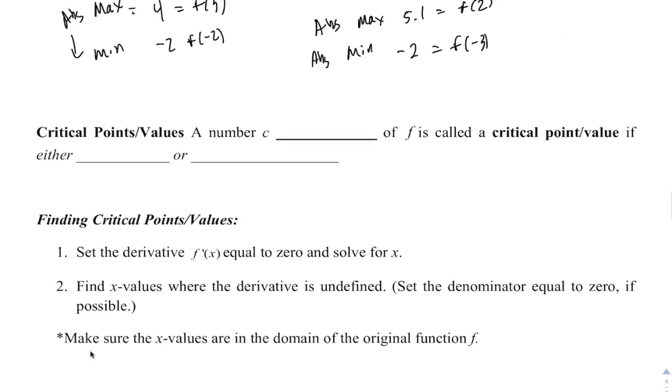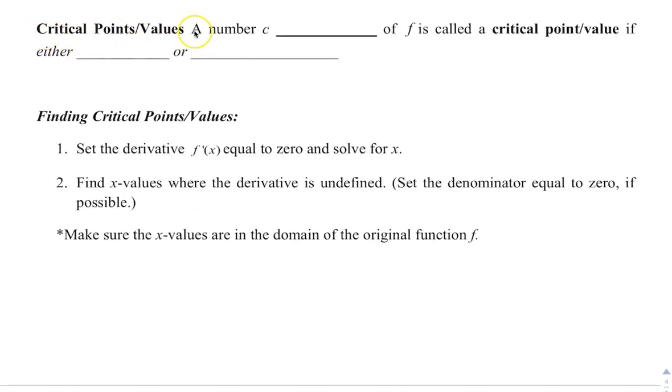Next, let's talk about critical points. A critical point is any number c in the domain of f that is called a critical point if either f prime of x equals 0 or f prime of x does not exist. So that's a critical point, where the derivative equals 0 or the derivative does not exist. Very, very important concept. So how do you find critical points? Well, it's just like it sounds.